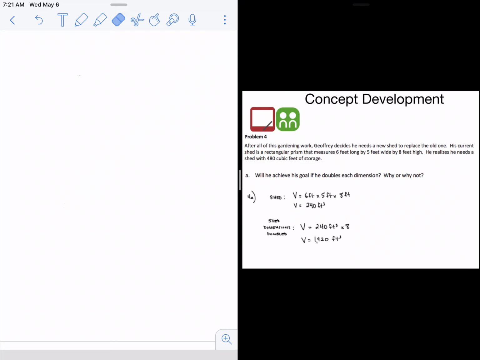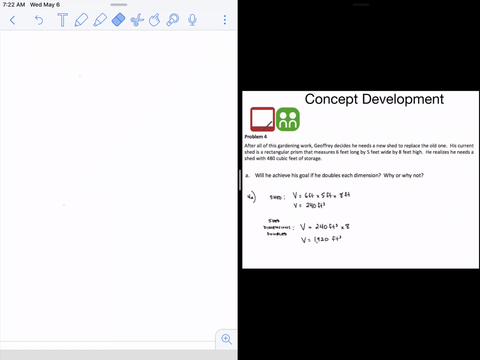Here's problem number 4. Looking at this, okay, after all of his gardening work, Jeffrey decides he needs a new shed to replace the old one. His current shed is a rectangular prism that measures 6 feet long by 5 feet wide by 8 feet high.